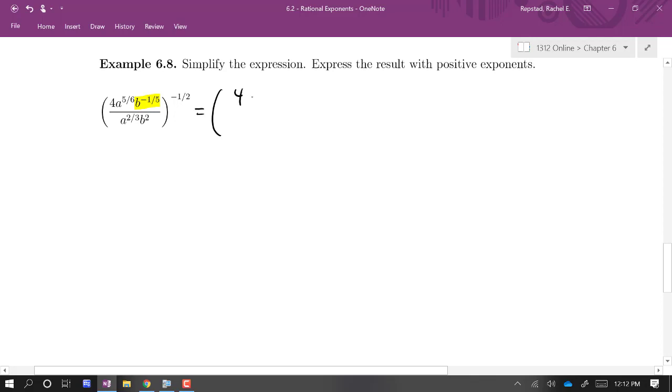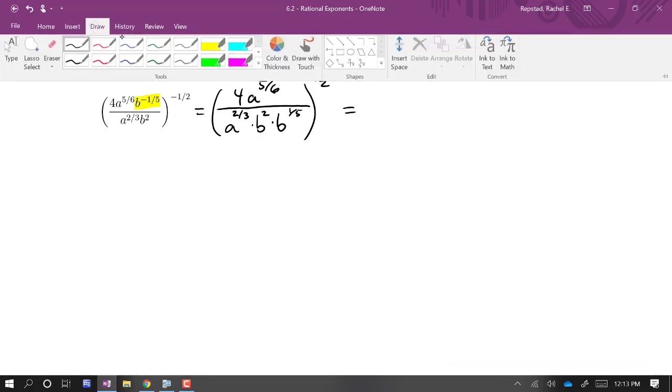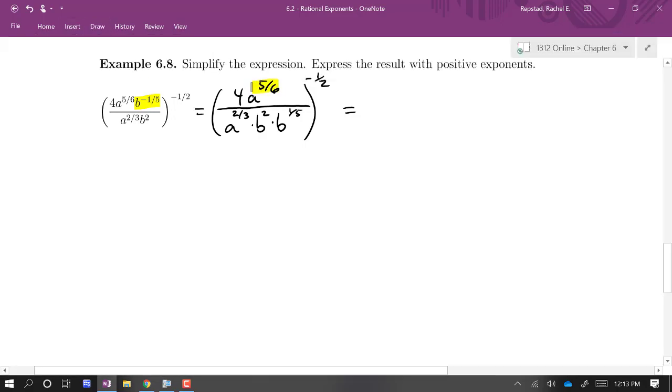So I've got 4a to the 5/6 over a to the 2/3, b squared, b to the positive 1/5. This is all raised to the negative 1/2 power. Alright, now I can do some more simplifying in the parentheses. For starters, here I've got the same base and I'm dividing, so I can subtract those exponents.